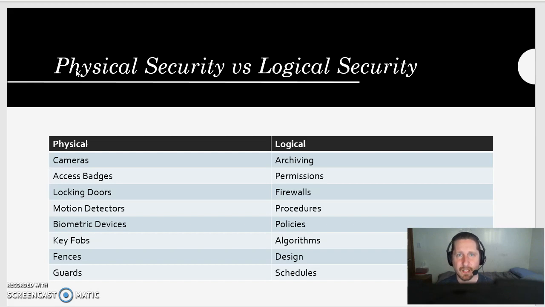Access badges. We don't just want the badges to work, we also want the badges to deny and give permission based on access level. And when we get to fences, does it matter how high the fence is? Does it matter where the fences are and where the gaps are? Are there gaps? So design is key to fence security.